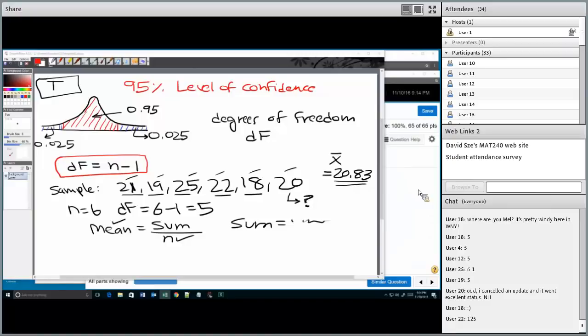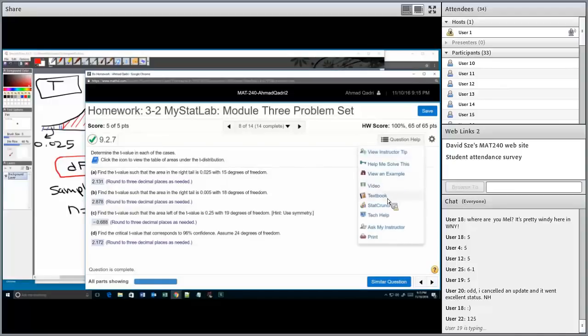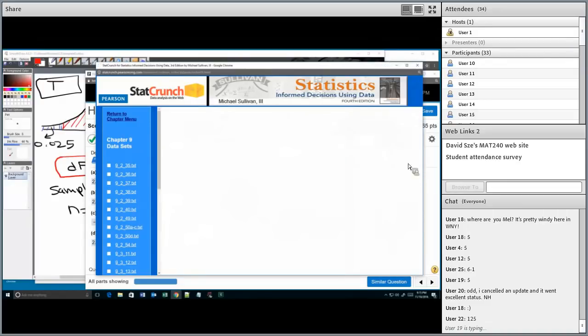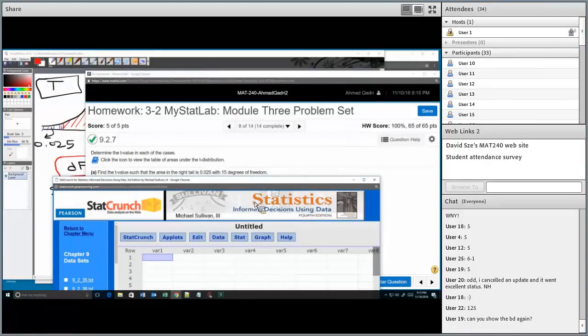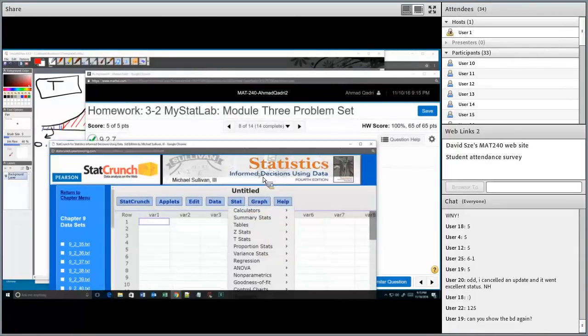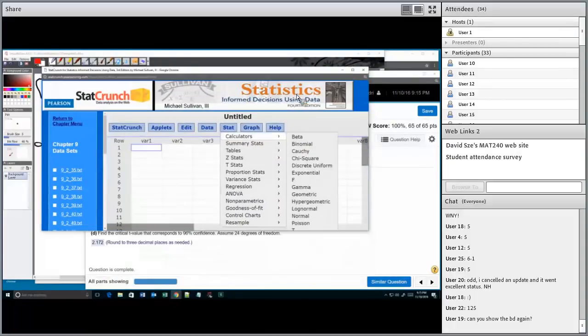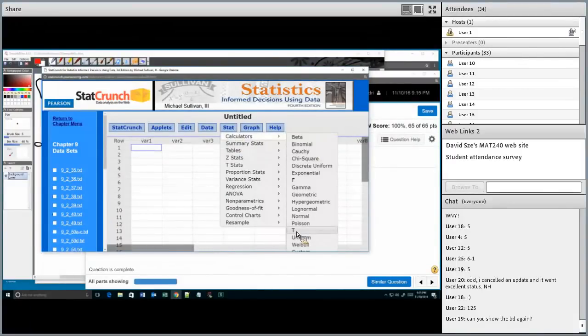All right, so now let's do some problems. For example, here it says find the t-value such that the area in the right tail is 0.025 with 15 degrees of freedom. The way we solve this is we go to StatCrunch. I'm going to use Stat, Calculators, and you'll see that there's a calculator for t. So this is what I'm going to use, t.